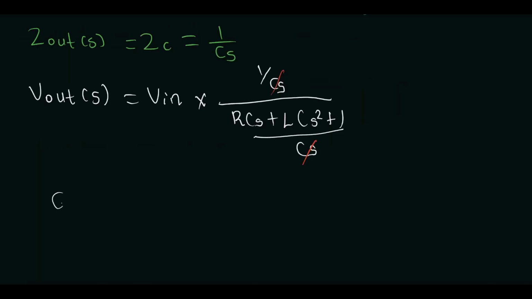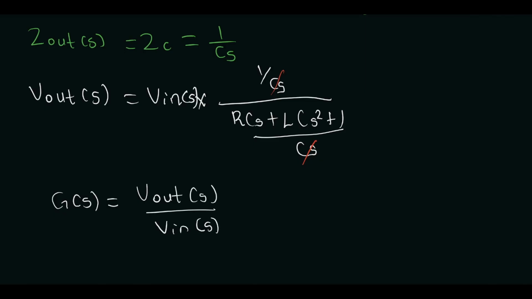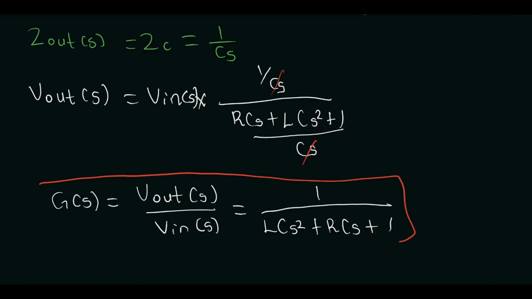Your transfer function, V out over V in, will now give us 1 over LCS squared plus RCS plus 1. This is the transfer function. You can also try out other methods using KCL, KVL, to check if you get the final answer, but your means arrive at the final answer.